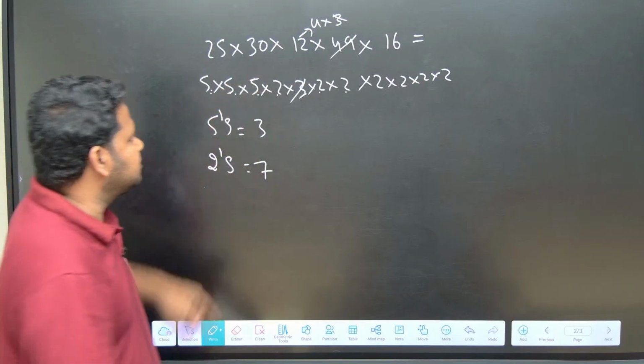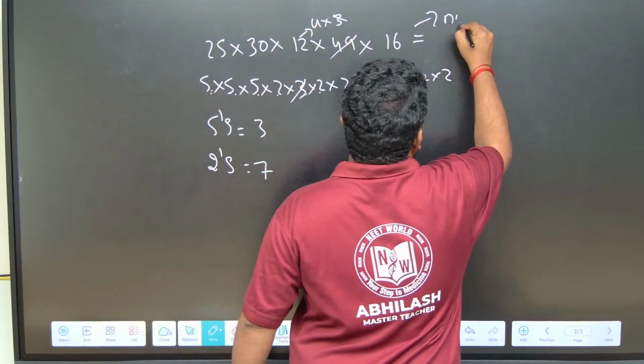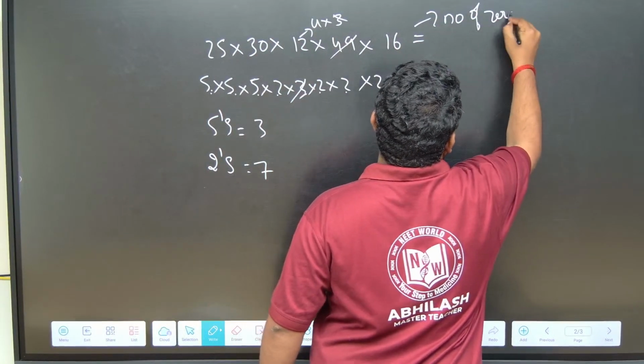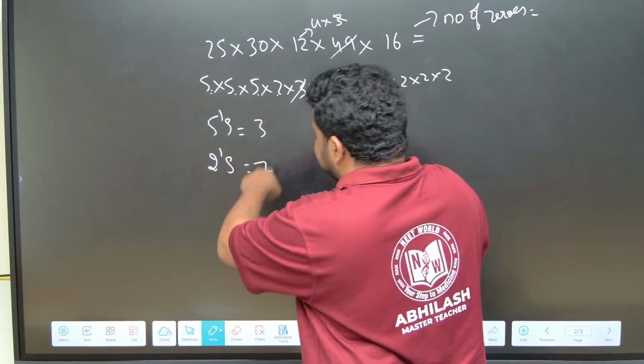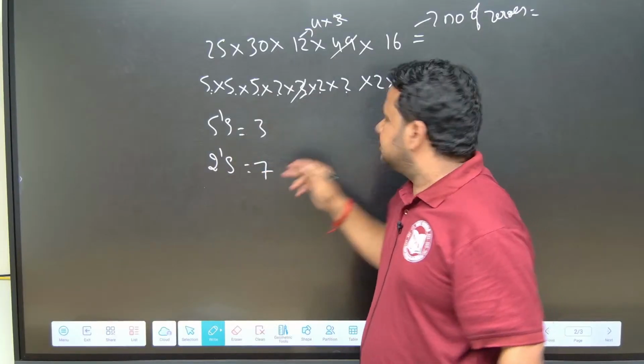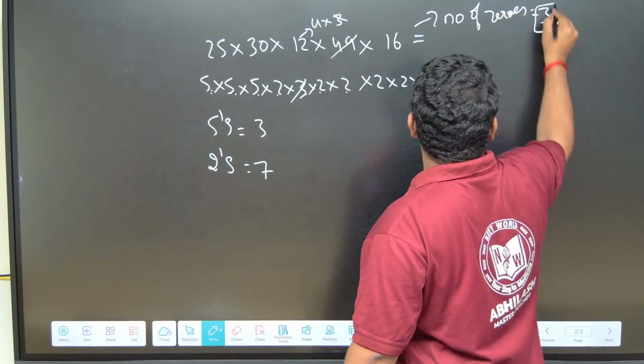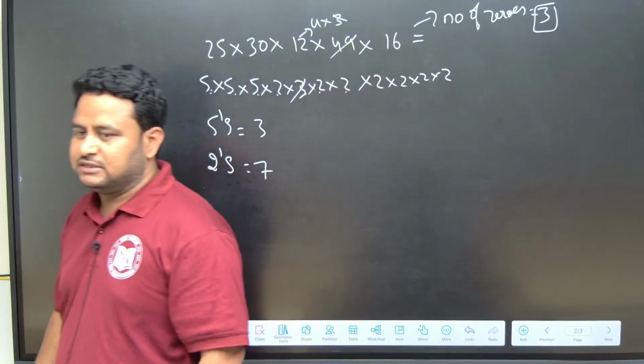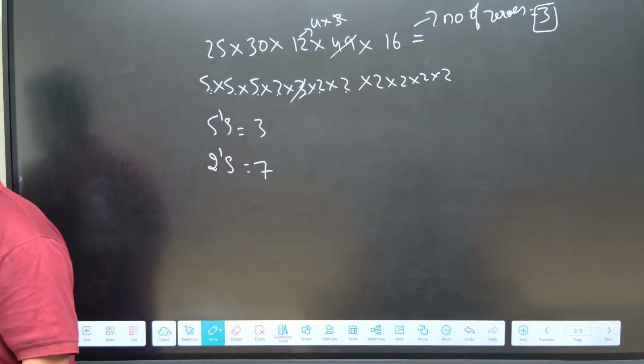So the number of zeros is how much? You have to tell me the least value. Out of 3 and 7, what is the least value? 3. So the number of zeros is 3. So this is how you have to solve this question. Clear, friends?